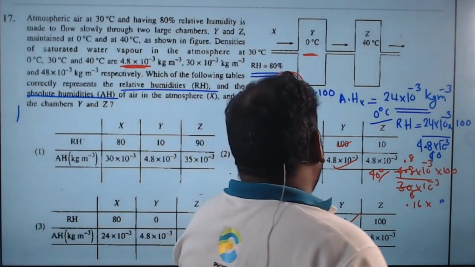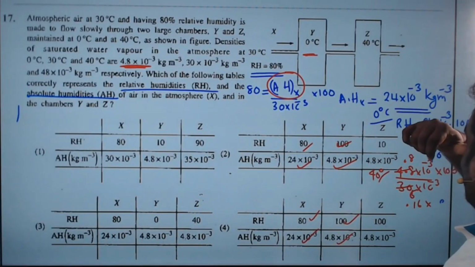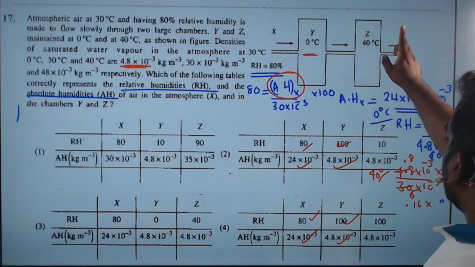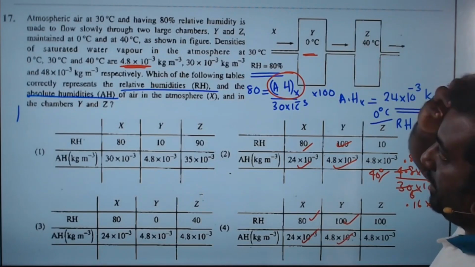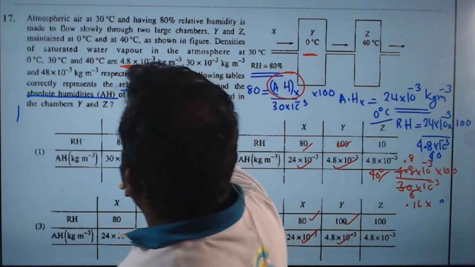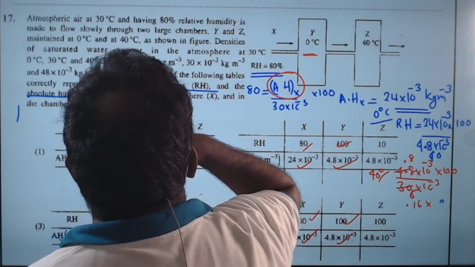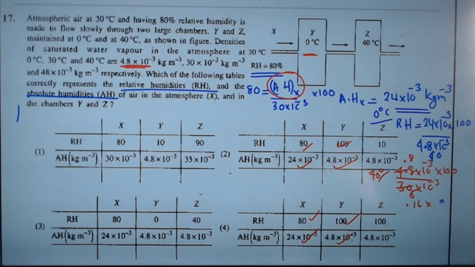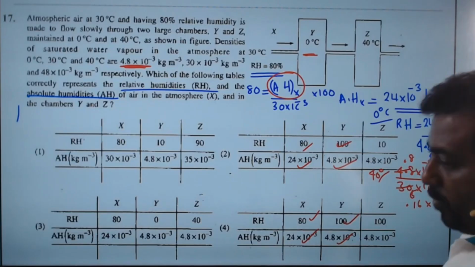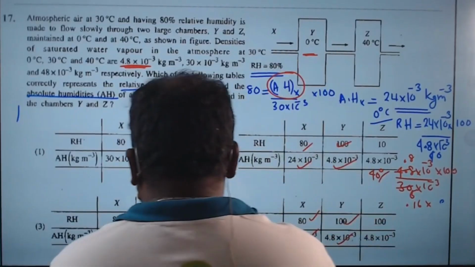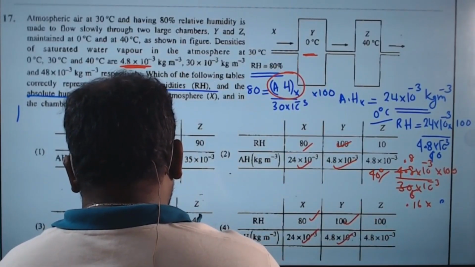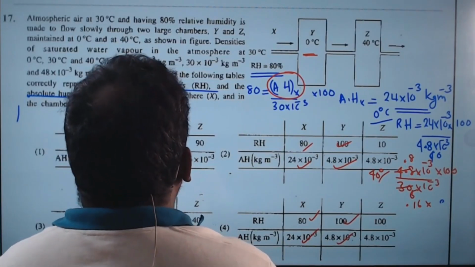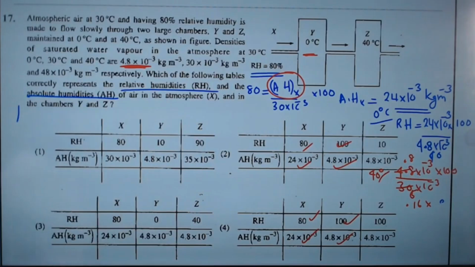So here you have 4.8 × 10⁻³, the rest will condense. 4.8 × 10⁻³ will enter 40. That's less than. So 4.8 divided by 30.